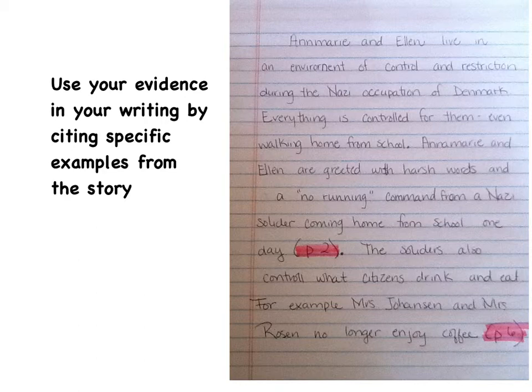We're going to use specific examples from the notes that we've taken that are on our stickies in our books. I've used my 2 examples, which were Ellen and Anne-Marie running into the soldier, and then the example of having no coffee in my writing. You can see here I've highlighted 2 places where I've noted the page number in my writing. My first example, Anna-Marie and Ellen are greeted with harsh words and a no running command from a Nazi soldier coming home from school one day. And then right in the parentheses, I've got the page number, page 2.